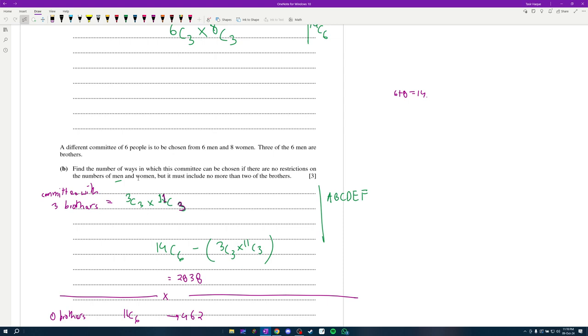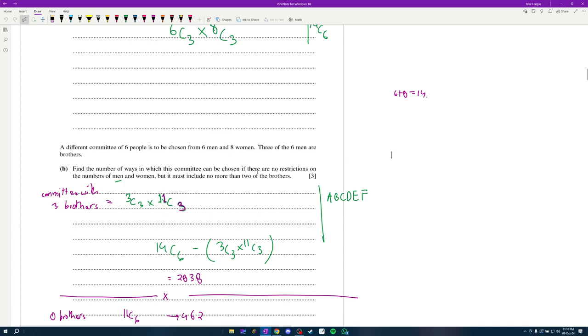Okay. So the easy way to do this is we are going to find out the committee with 3 brothers and then subtract it from the total number of ways. So suppose I've taken all 3 brothers. Now I have 3 other men left. So 3C3, I've taken all the brothers. And then I have 3 men left and 8 women. So that's 11 people in total. From the 11, I'm going to pick 3. So that's 11C3.